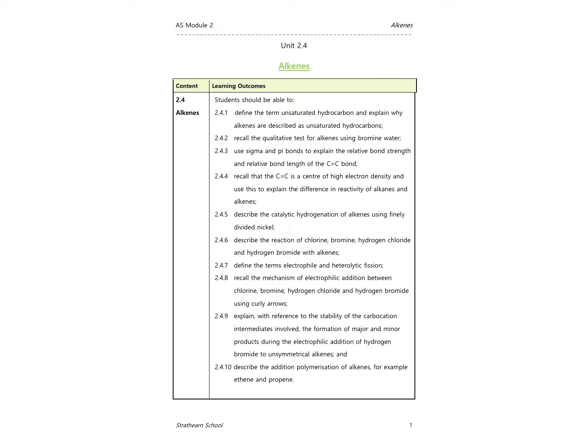So in this video, we're going to make a start looking at our second family of organic molecules, and that is the family of alkenes. This is unit 2.4 of the CS specification. And as always, on page 1, you have your specification points. So have a read through those to see what we're going to be looking at in this topic and what all we're going to cover.